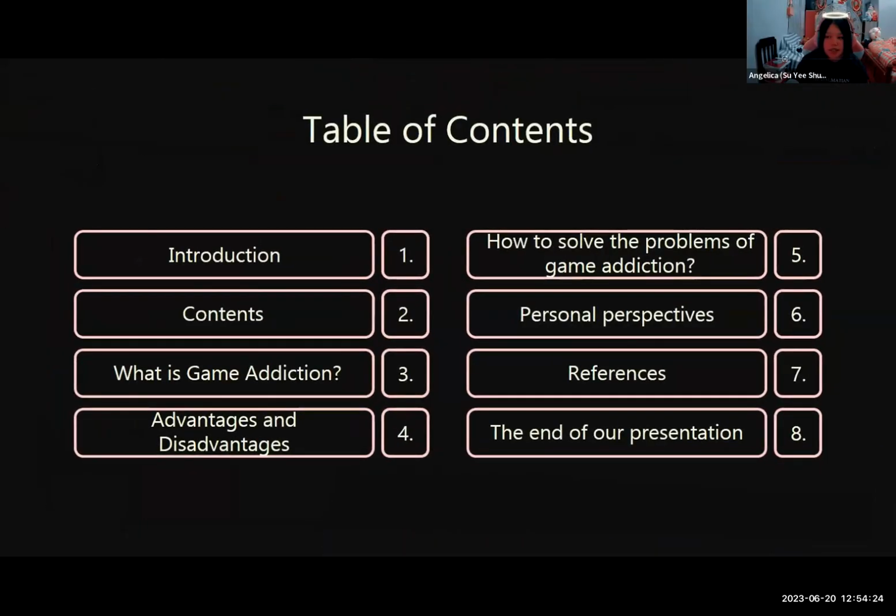So as you can see on the first page, this is the table of contents. We separated the slides into 8 parts, and the first part is the introduction. The second part is the table of contents, and third, what is game addiction, and 4, the advantages and disadvantages, and 5, how to solve the problems of game addiction, 6, our personal perspective, 7, the references that we use for the pages, and 8 will be the end of our presentation.